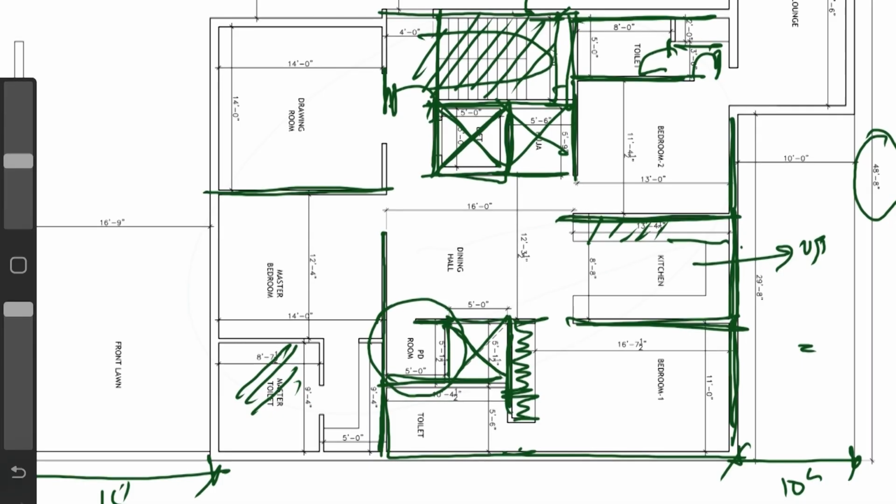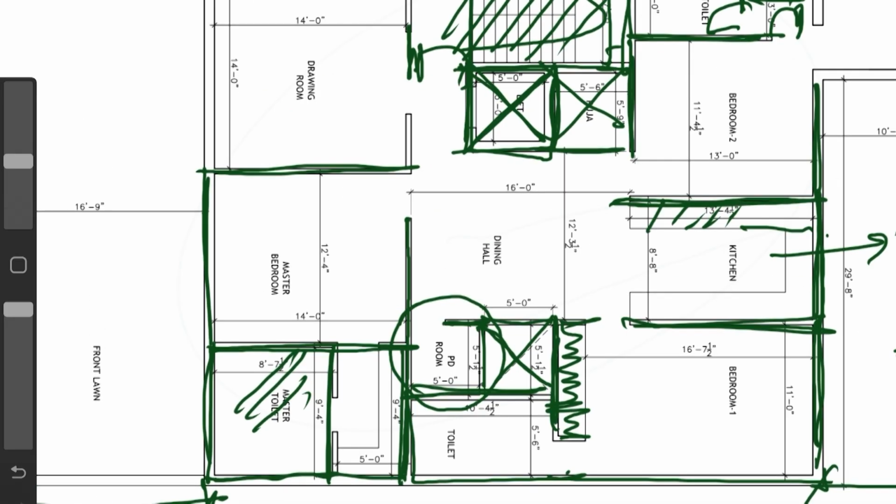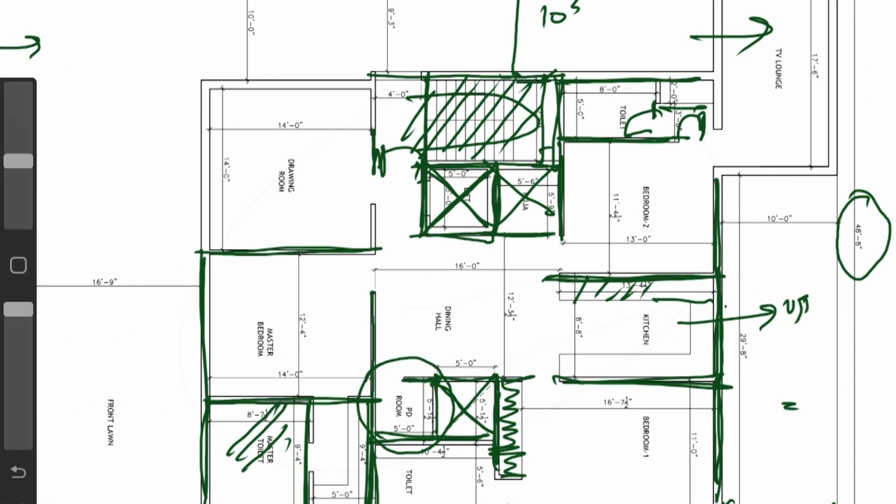See, this is the master bedroom. This is the dressing area. And this is the attached washroom. This was a bigger size washroom because they wanted to add a bathtub in this. Now this is my very decent size drawing area.